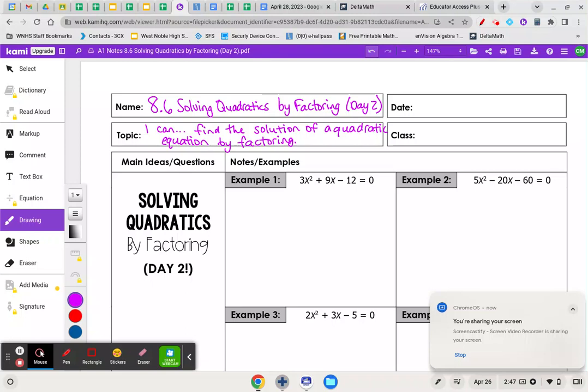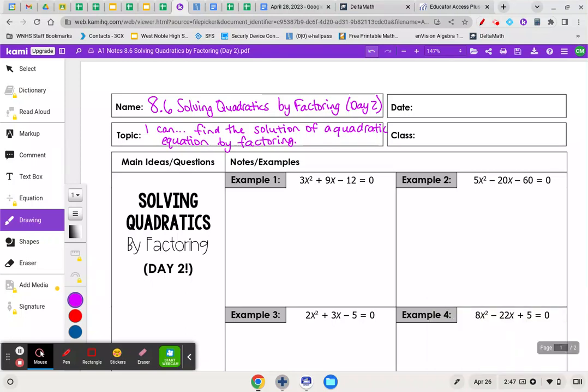Hi guys, today we are going through lesson 8.6, solving quadratics by factoring, day 2. Your learning target is I can find the solution of a quadratic equation by factoring. So we're just going to go ahead and jump right in. Really, this is just factoring review, specifically for greatest common factors and for slip and slide method.